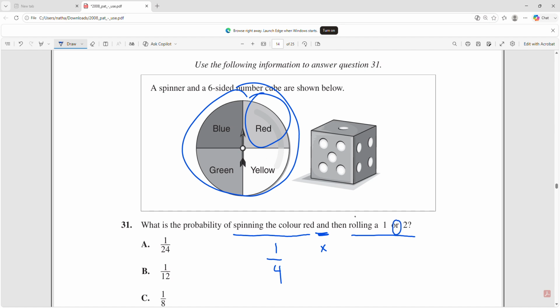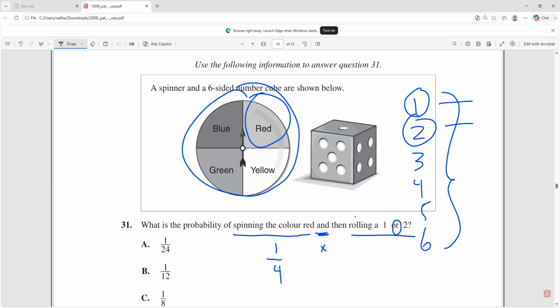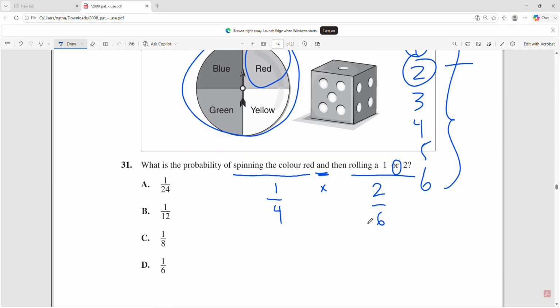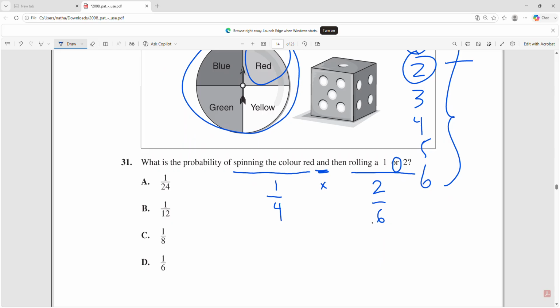If we could roll a 1 or a 2, we've got 1, 2, 3, 4, 5, 6 that we could roll on a dice. And it could be 1 or 2. So we have 2 choices out of a total of 6. If we roll either of those, we're okay. So we have 2 out of 6 choices. That'll give me my probability. So the probability of both of those things happening, we have to multiply those together.